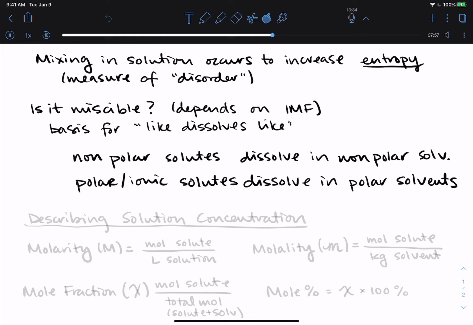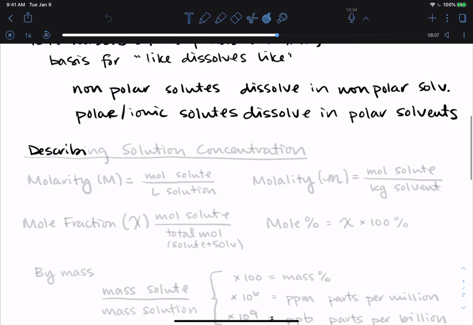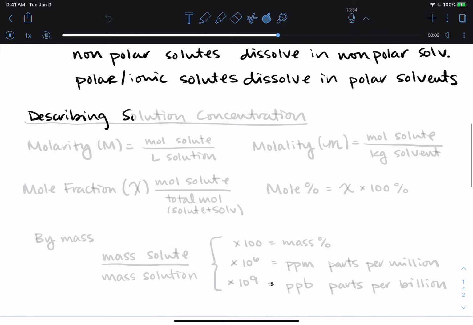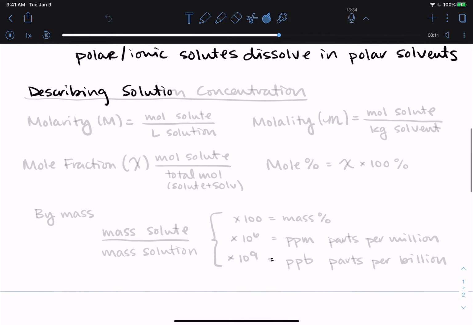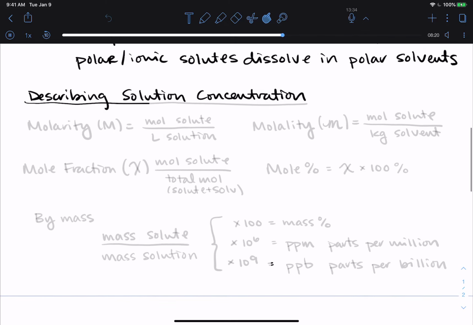So the last thing that I want to talk about in this video are units for concentration, for describing solution concentration. We have used some of these units before. We will use more of them in this chapter. And you will also see these definitions on the equation sheet.